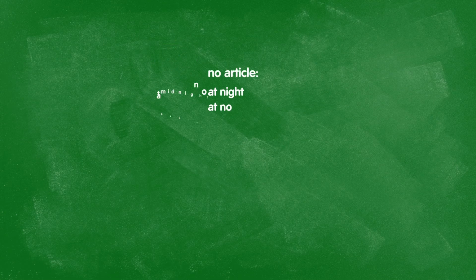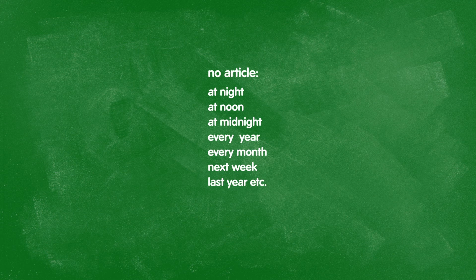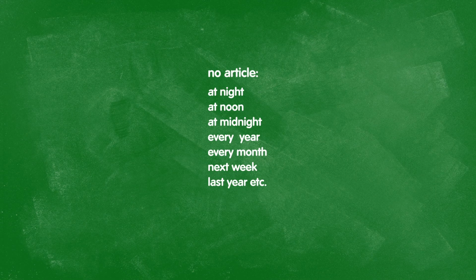However, some phrases, especially time phrases, will have no article. For example, at night, at noon, at midnight. Here, if you remember, we don't use at for time with an article, as well as every year, every month. Here, because we're not just talking about one specific month, we're talking about all of them, so we cannot use either article. Here, every year, every month, next week, last year, etc.